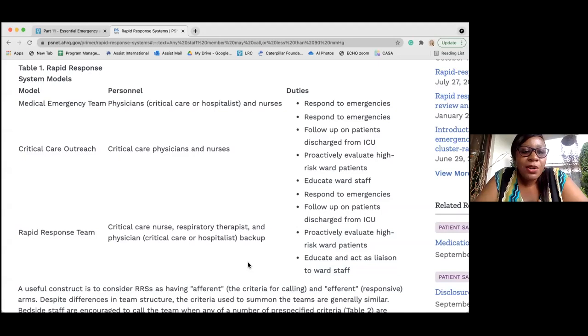It could be a rapid response team which has many specialties in it, comprising critical care nurses, respiratory therapists, physicians, or any other backup staff that you could have. And the role is the same, to respond to emergencies and to proactively search for patients who are at risk of deterioration. I like to think of a rapid response team as a reflex arc with two limbs: your afferent limb, which is the calling, and then the efferent limb, which is your response team.